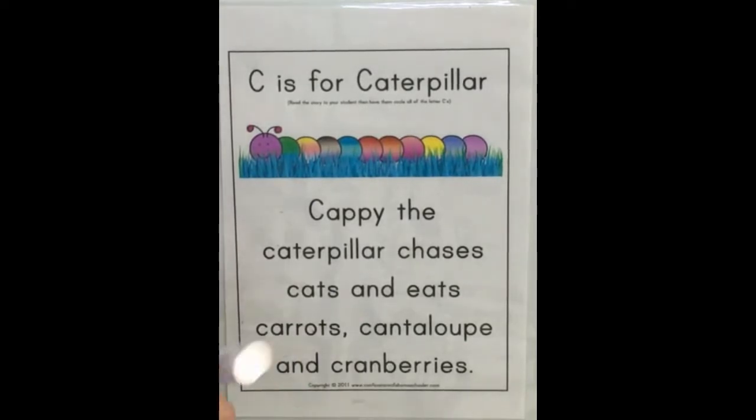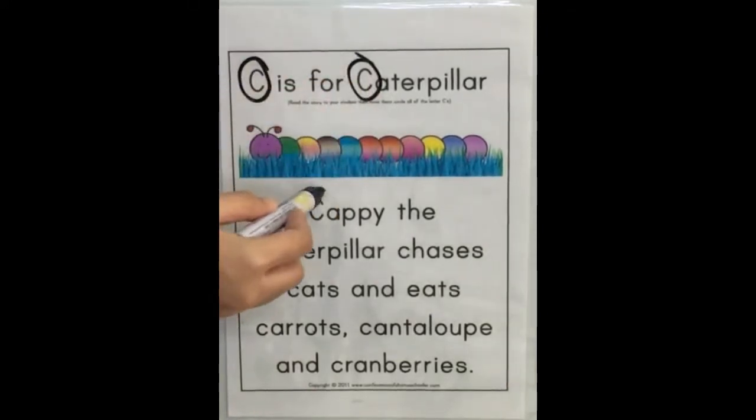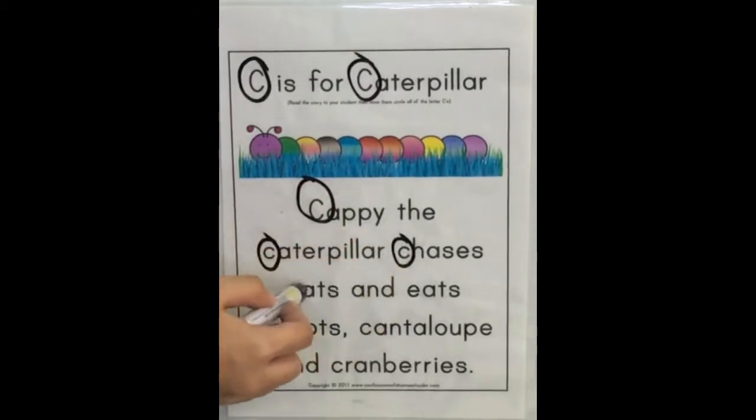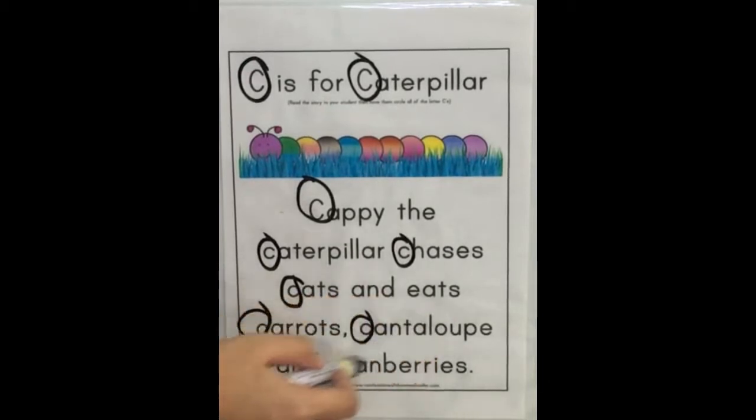How about we look for the words that have the letter C? When we look for the letter C, let's circle all the letter C's in our story. And then once we're done, we're going to count. How about you count with me? Let's count all the letter C's.